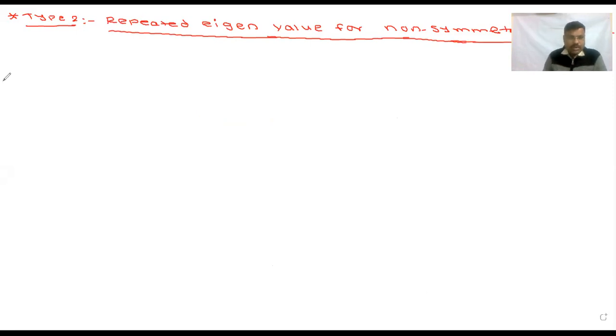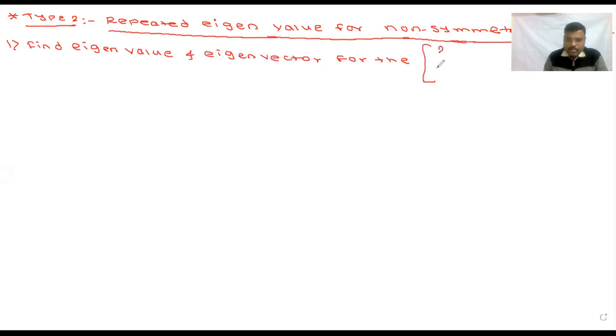So here is the first example. We take 3 different examples. Find eigenvalues and eigenvectors for the following matrix. The matrix is [2 2 1; 1 3 1; 1 2 2].